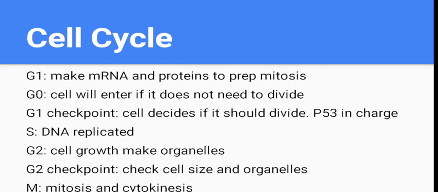The cell grows. It makes the parts of the cell, which are called organelles. You get to a checkpoint. So how's the cell size doing? Does it have the right amount of organelles? Everything good? And you get mitosis and cytokinesis.